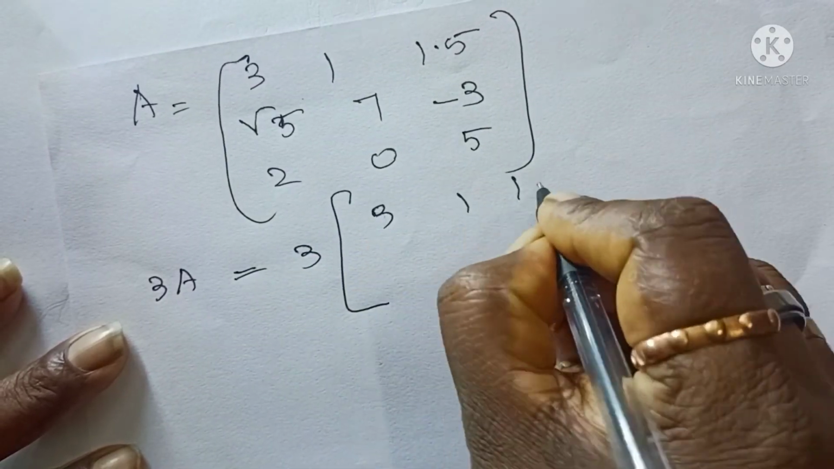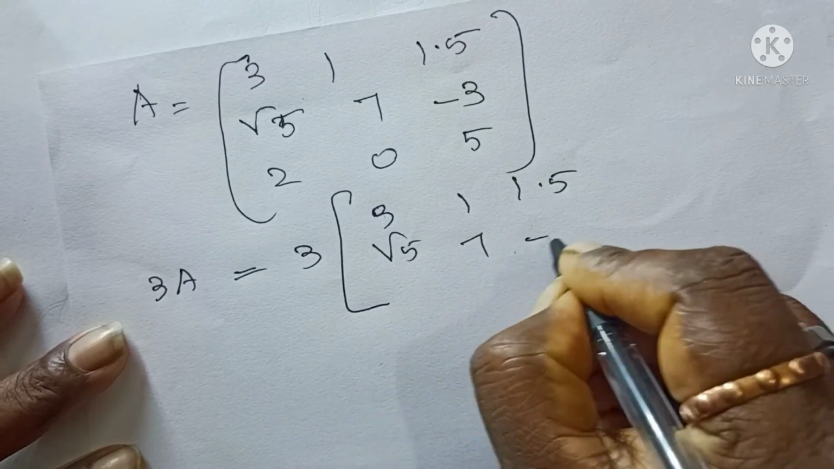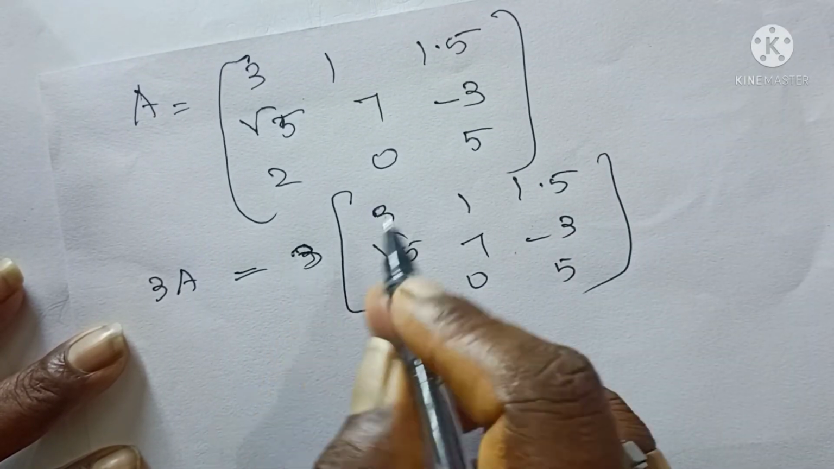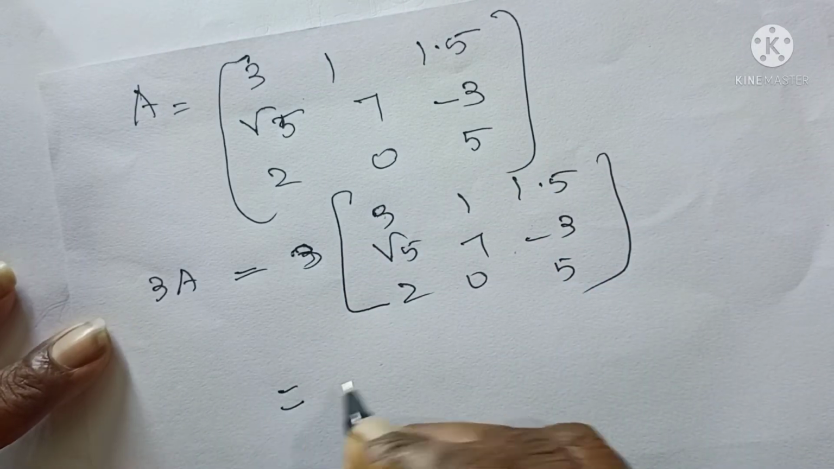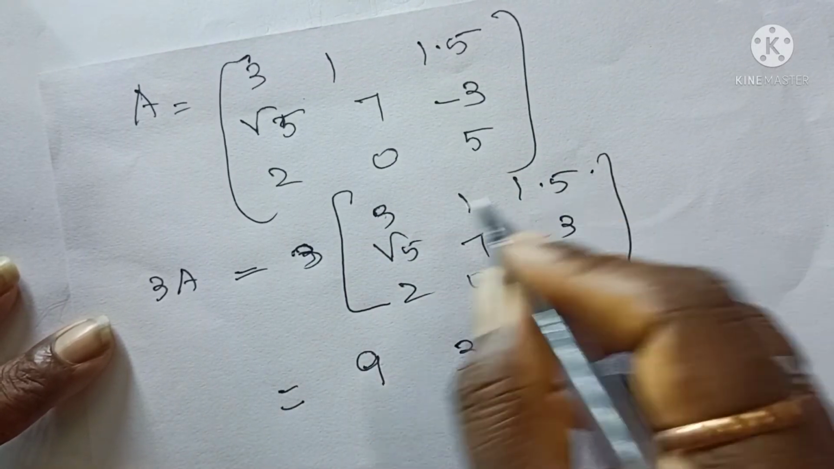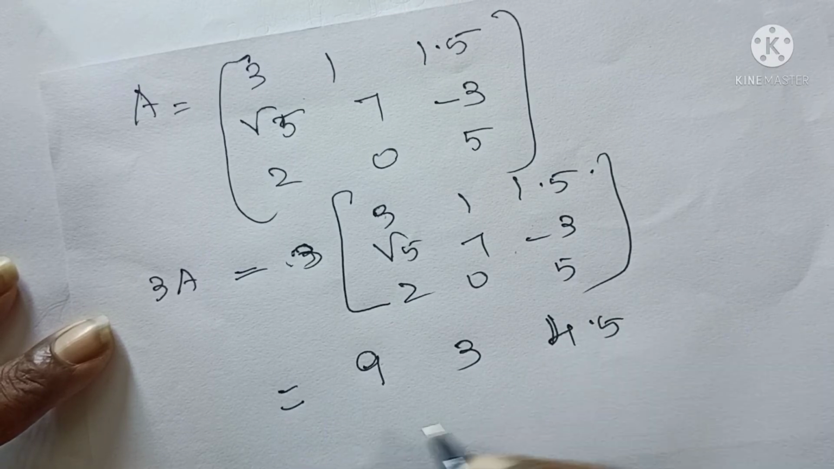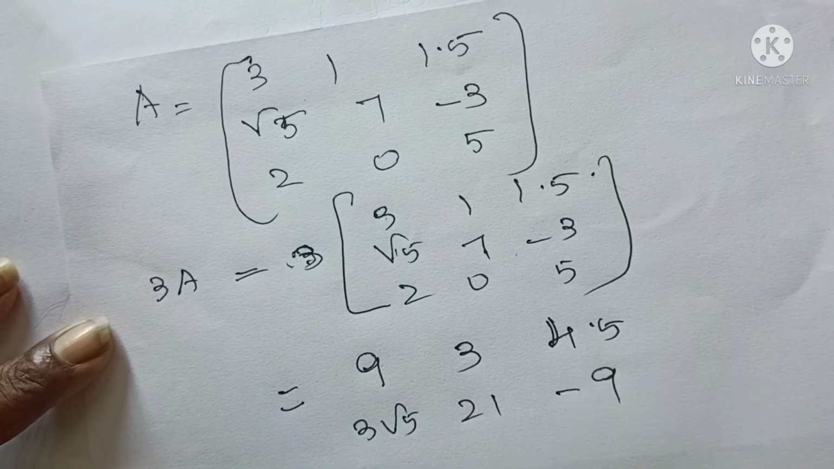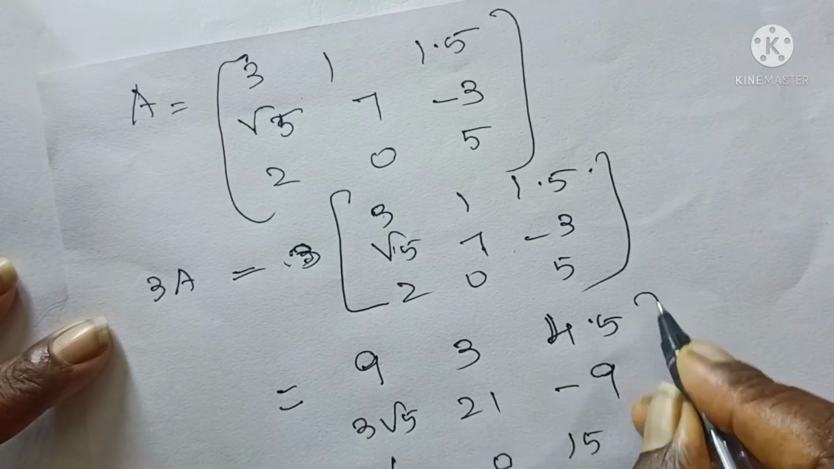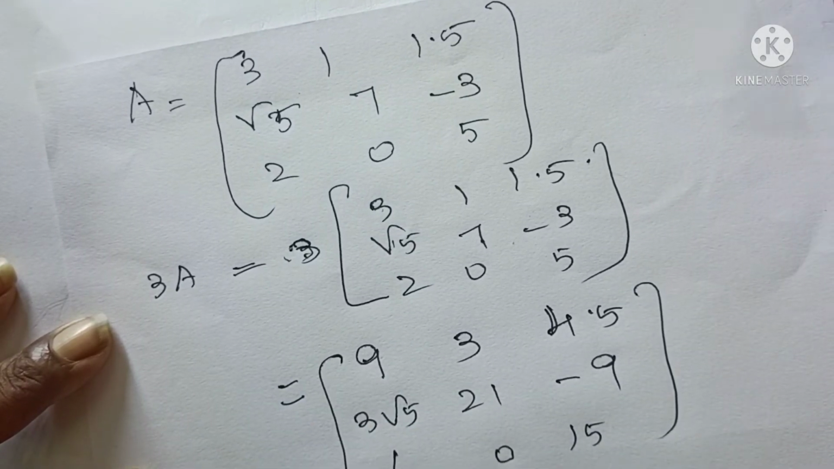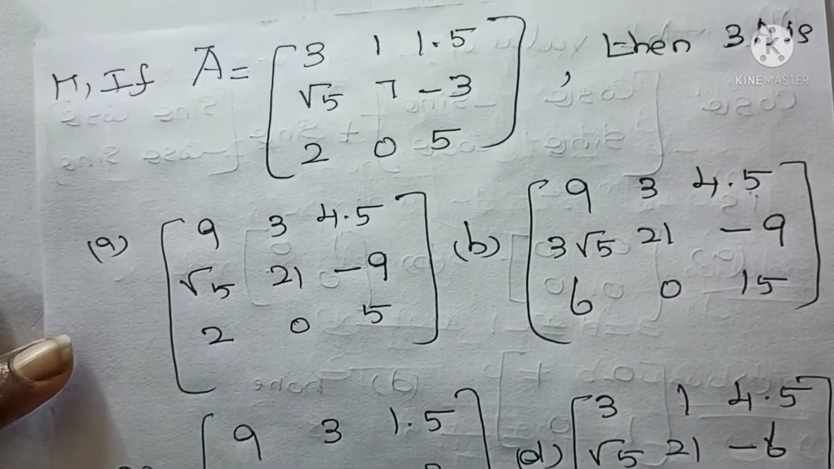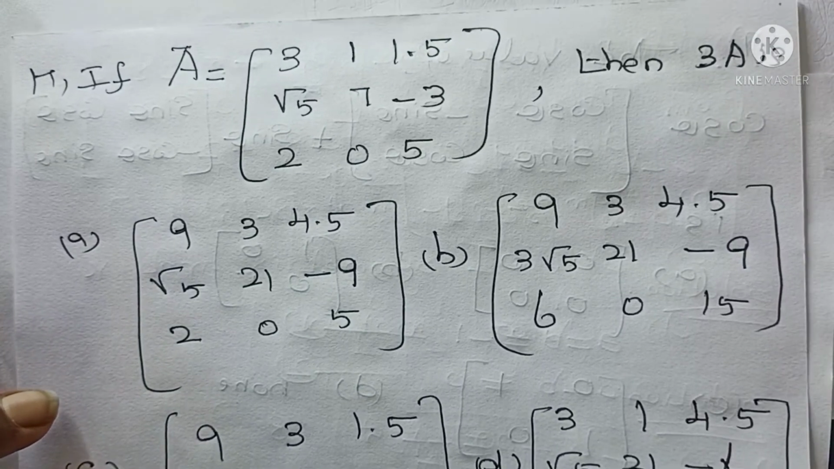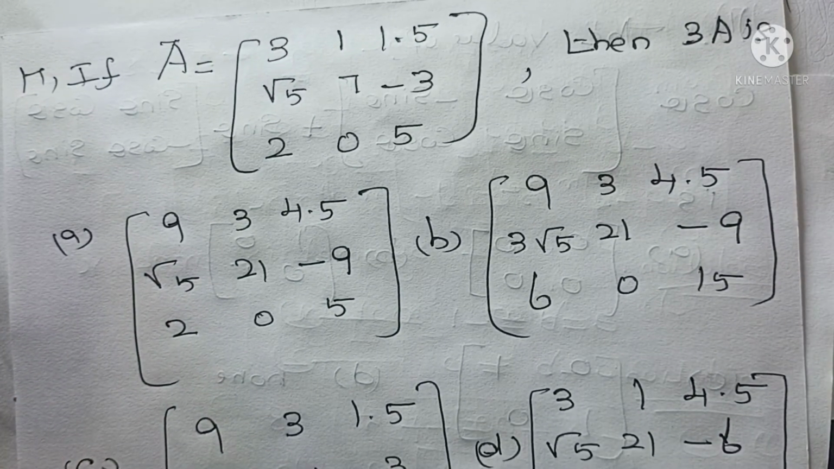So 3, 1, 1.5, root 5, 7, minus 3, 2, 0, 5. Then you have to multiply 3 with all numbers. So which is equal to 9, then 3, 1.5 into 3 is 4.5, then 3 into root 5, then 21, minus 9, then 6, 0, 15. So this is the answer. This option B is correct. So this is the question and answer.